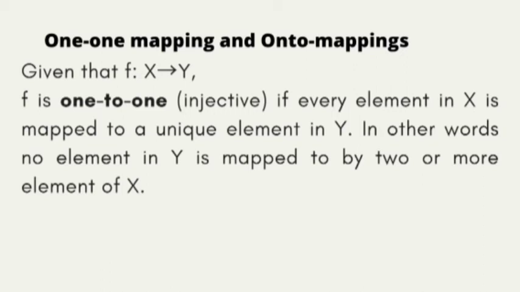One-to-one mapping and onto mappings. Given that f is a mapping from X into Y, f is a one-to-one or injective mapping if every element in X is mapped to a unique element in Y. In other words, no element in Y is mapped to by two or more elements in X.